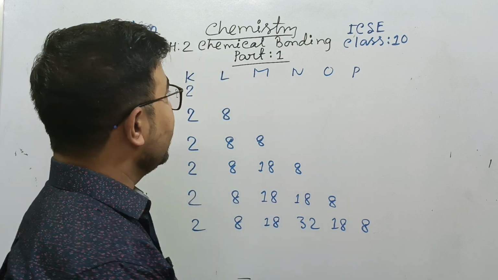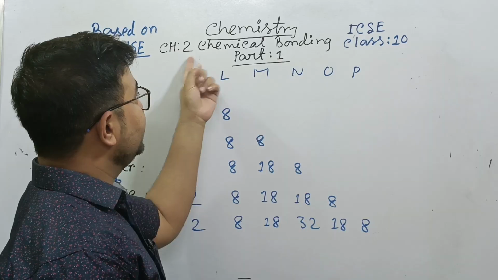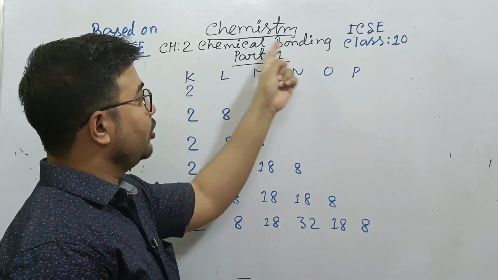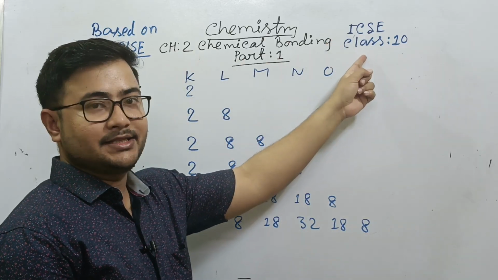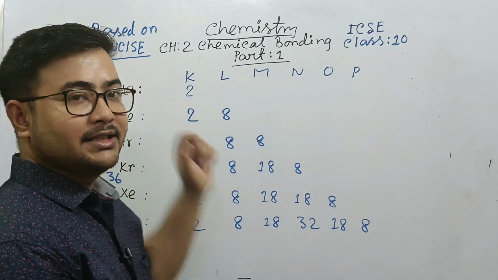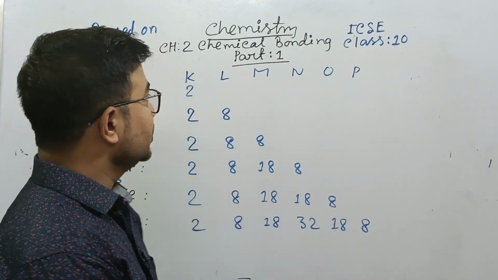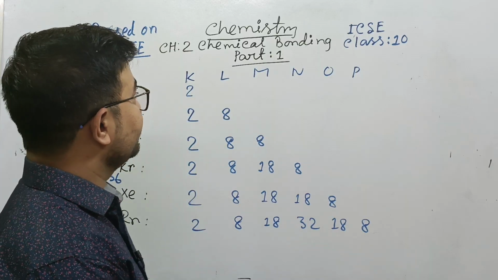Now today I am going to start chapter 2, that is chemical bonding of ICSE class 10 given in Concise, that is Selina. It is the part 1 video.